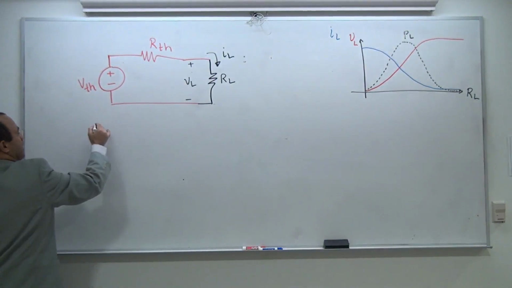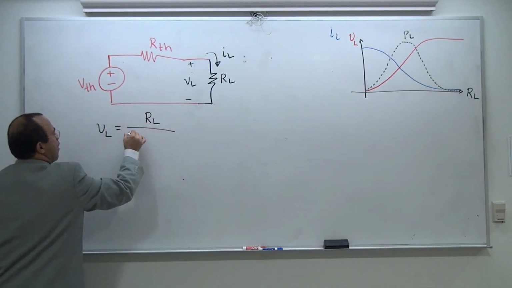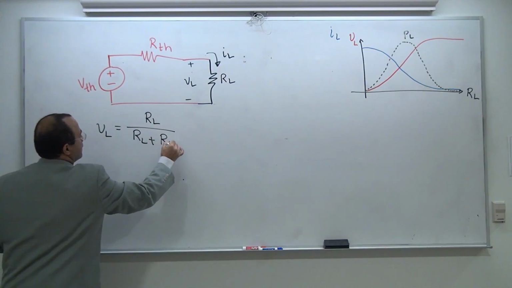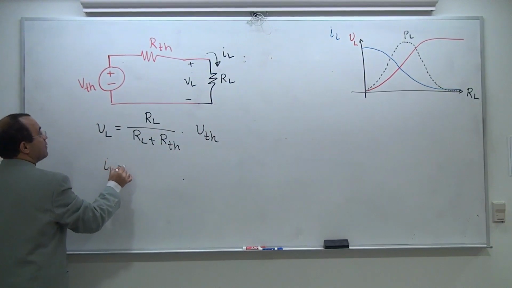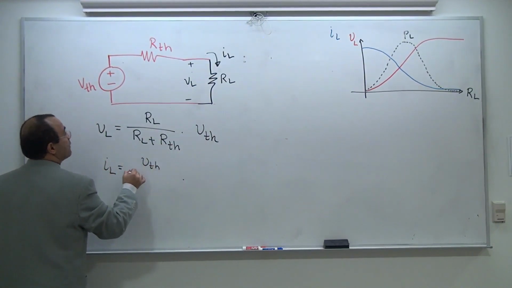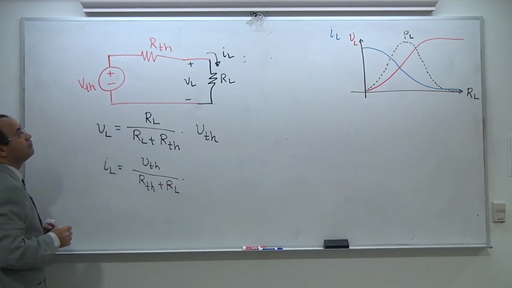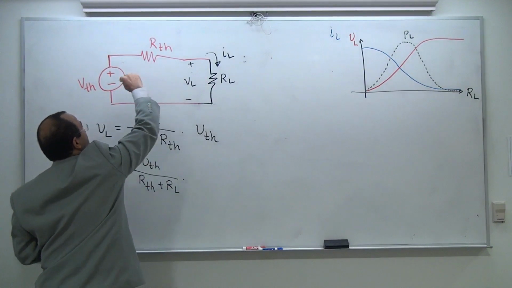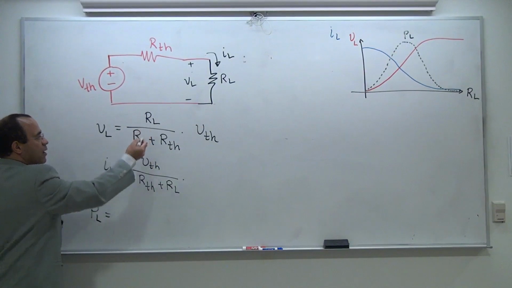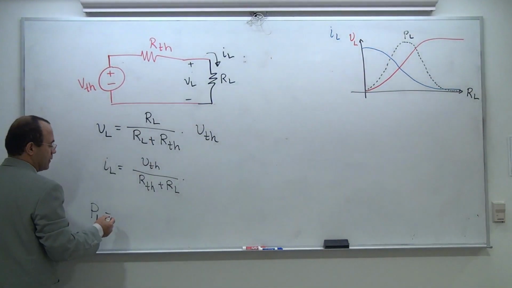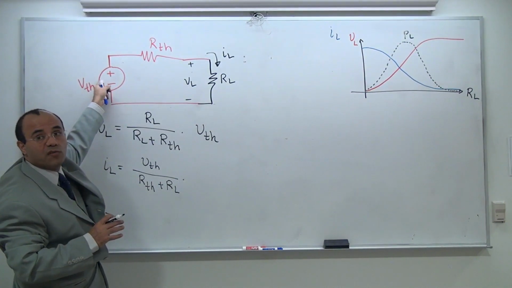Tell me how much is your VL. VL, according to the voltage division principle, is RL divided by RL plus R Thevenin times V Thevenin. How much is IL? IL is equal to V Thevenin divided by R Thevenin plus RL. Well, V Thevenin, I have two in series, I'm going to divide it. That's what it is. How much is my PL now? PL is going to be the multiplication of these two. So let's do that. V Thevenin is fixed. I can't do anything about this guy. That is coming from the original source of energy.